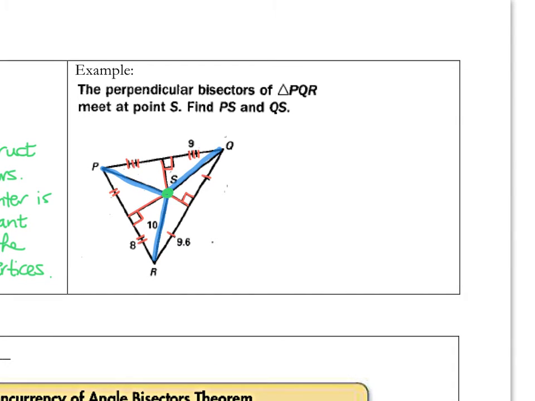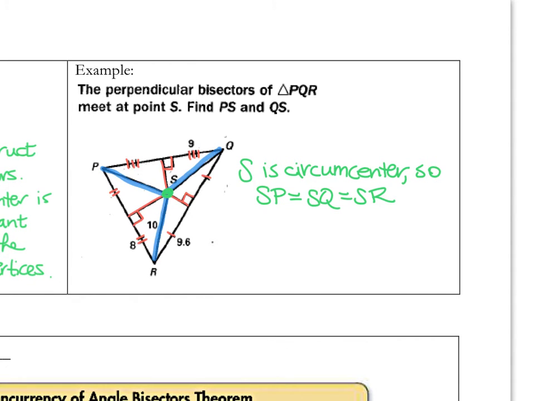So since SR is 10, S is a circumcenter. S is a circumcenter, so S to P and S to Q and S to R are all equal, which means that PS and QS are each 10.